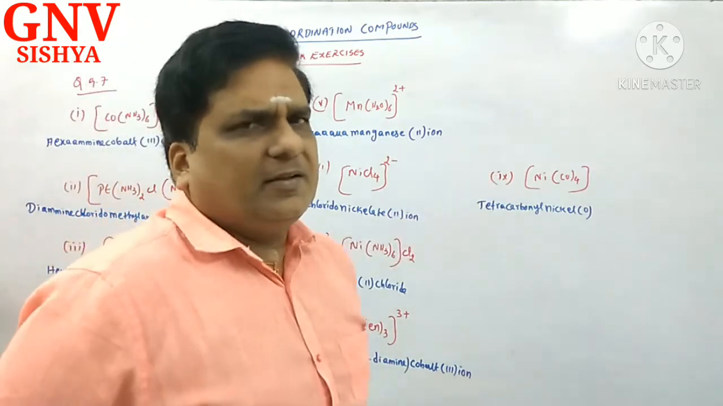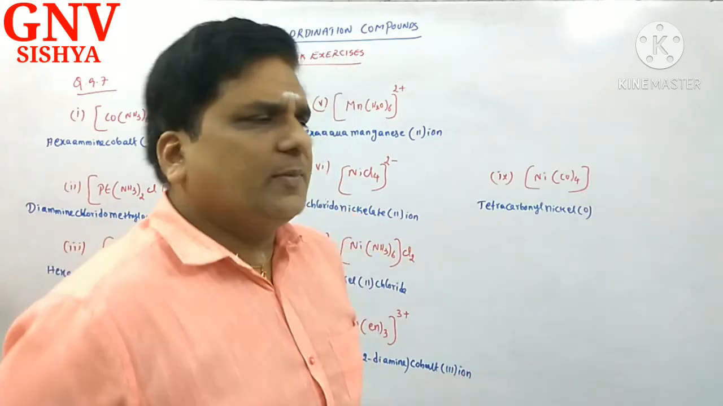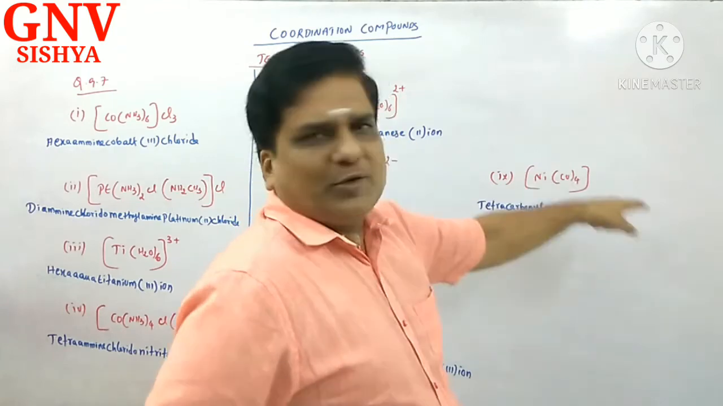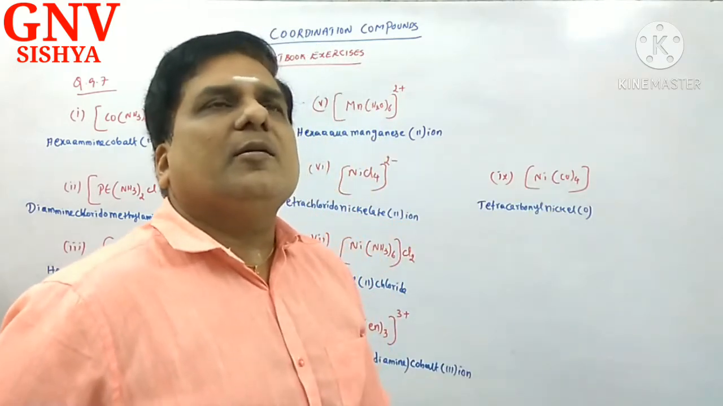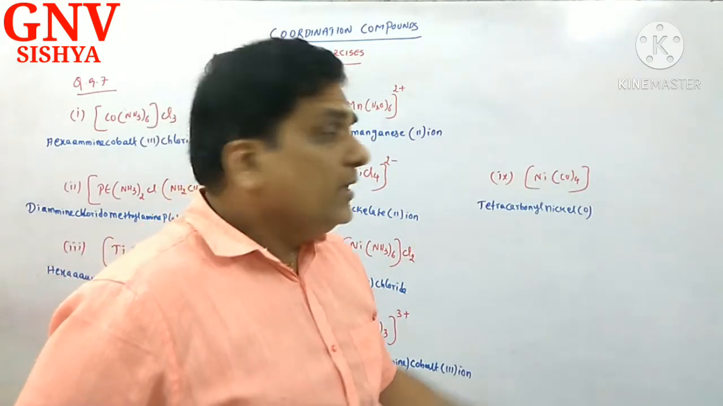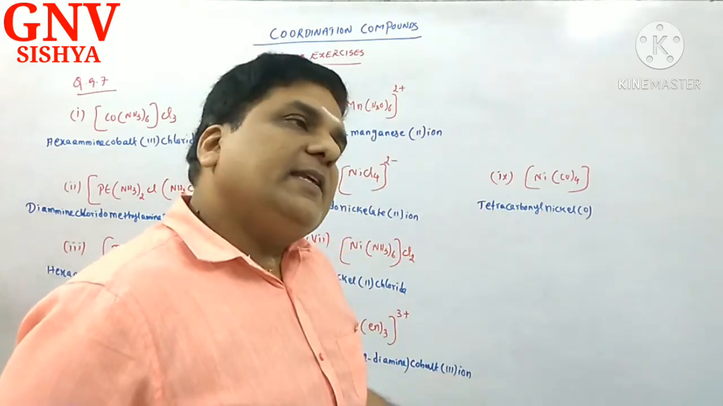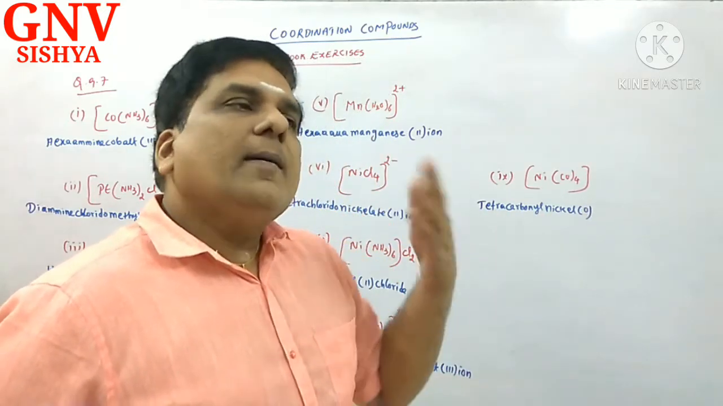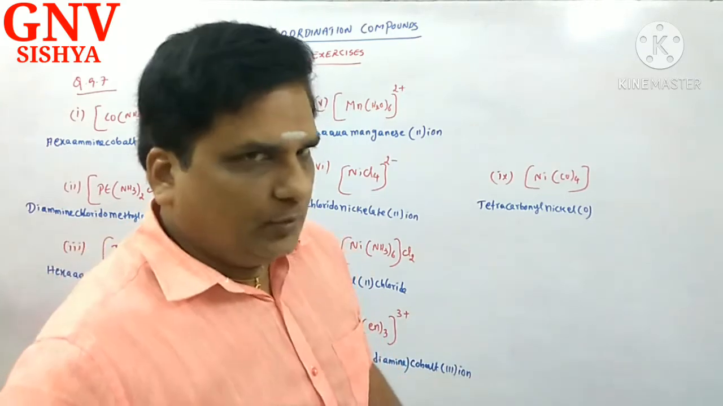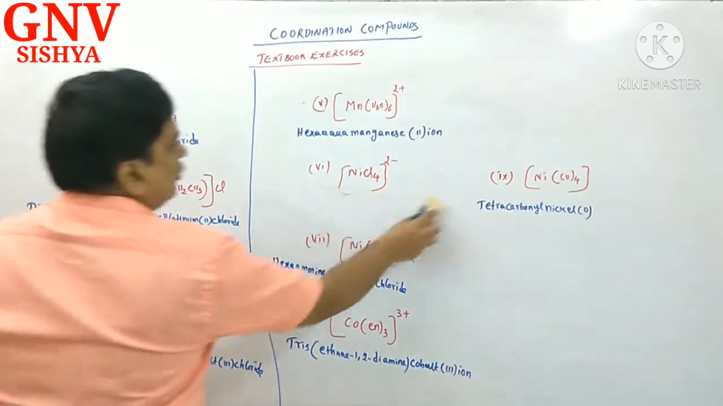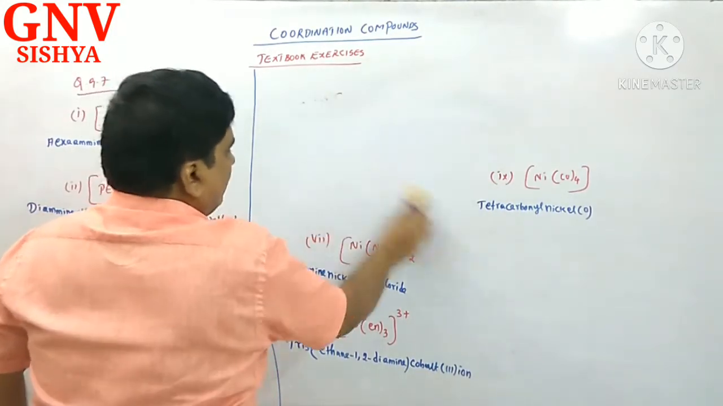And this one several times we discussed. Tetracarbonylnickel(0), because x plus 0 is equal to 0. So in all the metal carbonyls, the oxidation number will be 0. Ni(CO)4 is tetracarbonylnickel(0). If it is Fe(CO)5, how would you call it? Pentacarbonyliron(0). Correct? Right.